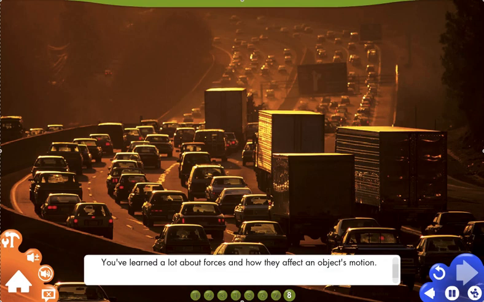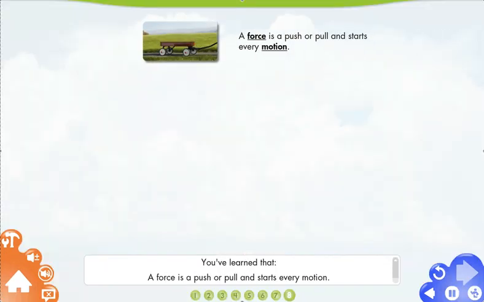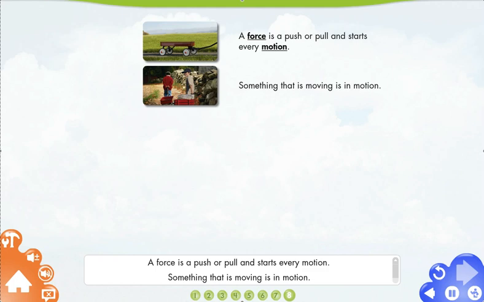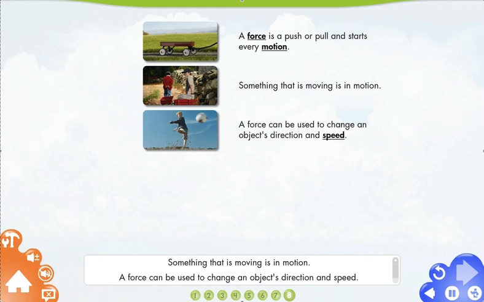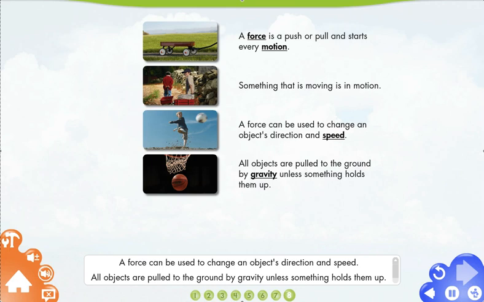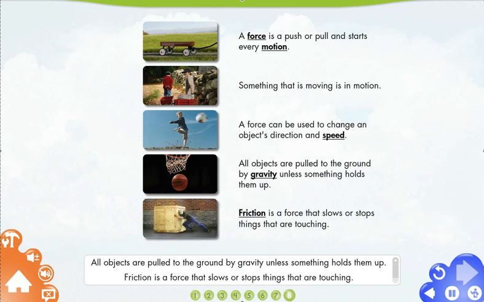You've learned a lot about forces and how they affect an object's motion. You've learned that a force is a push or pull and starts every motion. Something that is moving is in motion. A force can be used to change an object's direction and speed. All objects are pulled to the ground by gravity unless something holds them up. Friction is a force that slows or stops things that are touching.